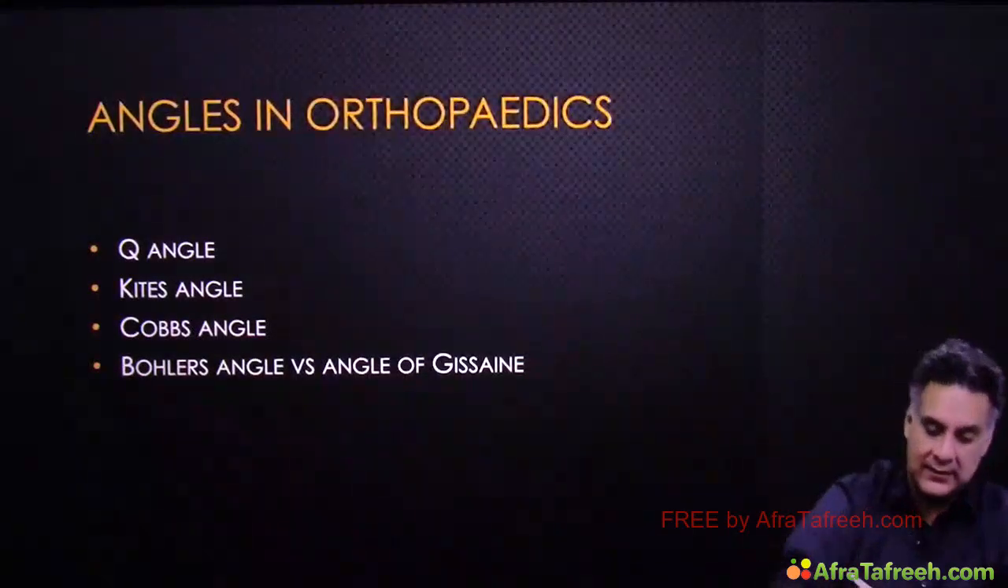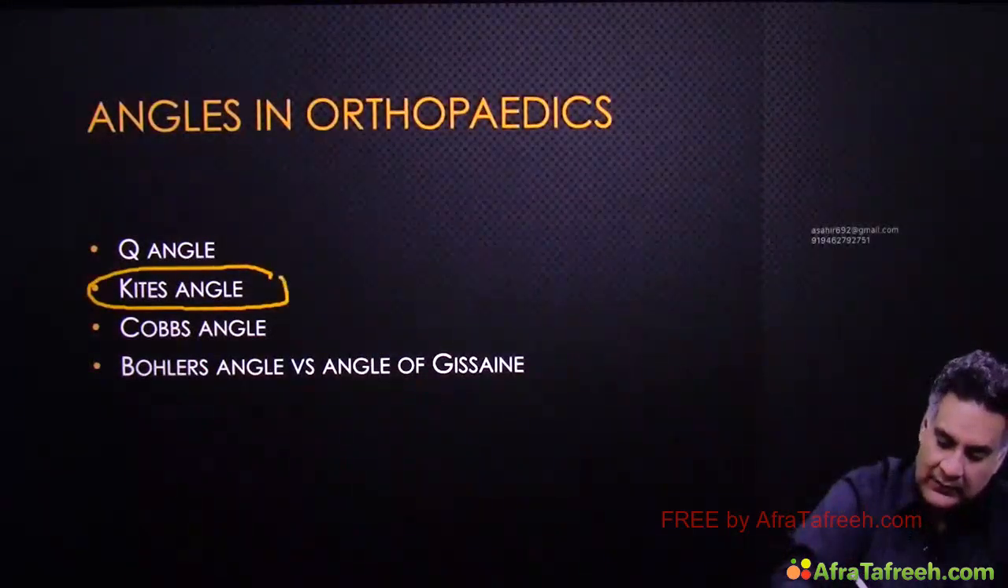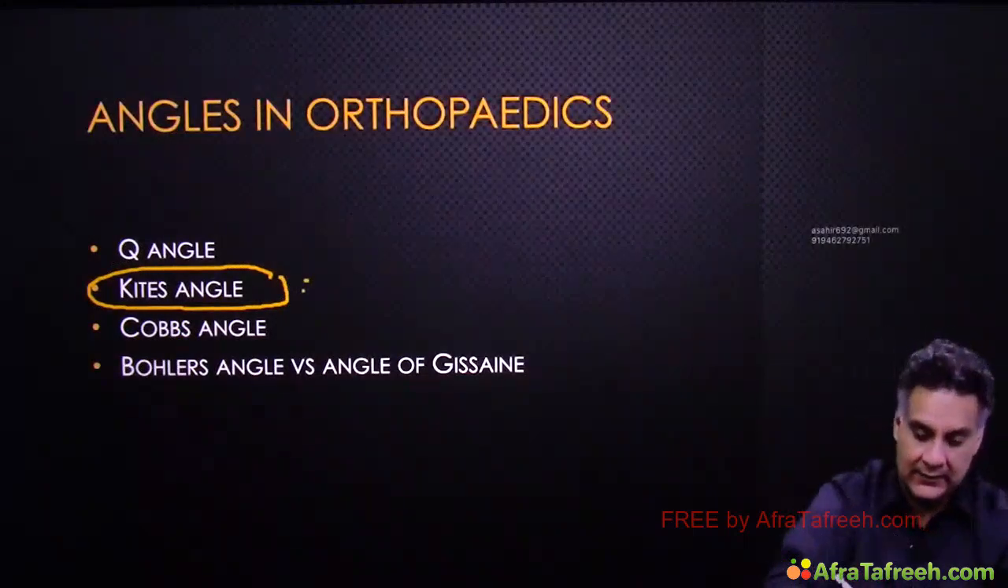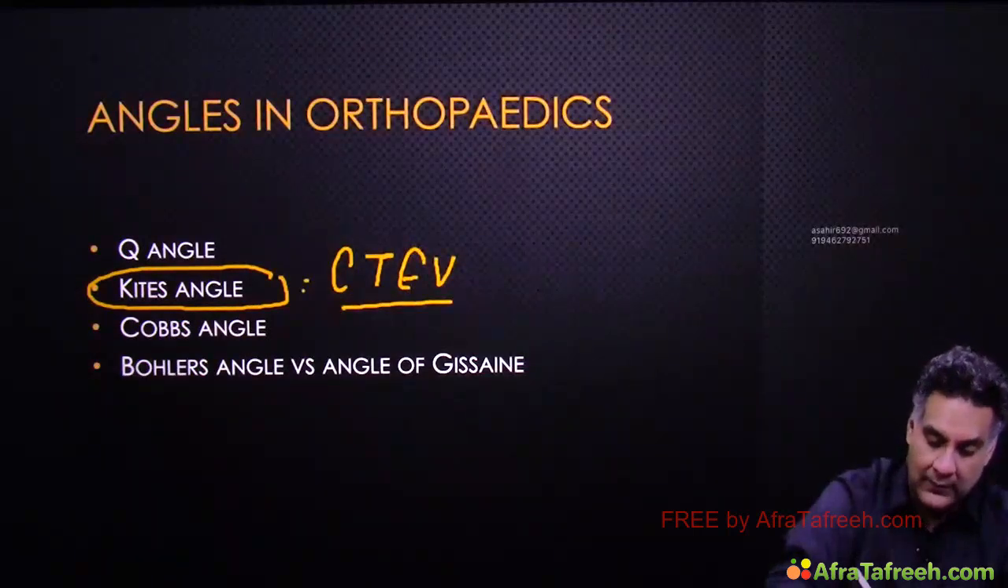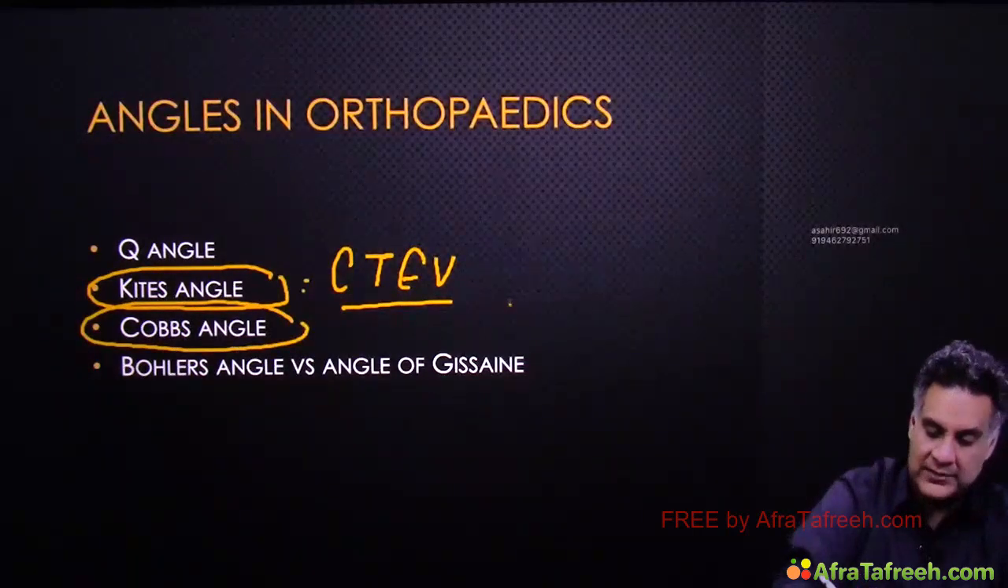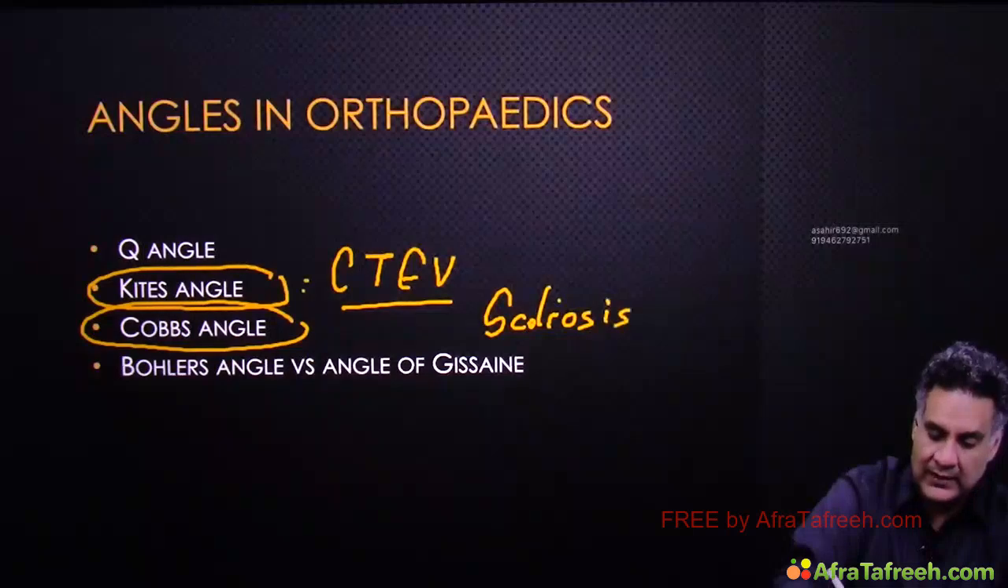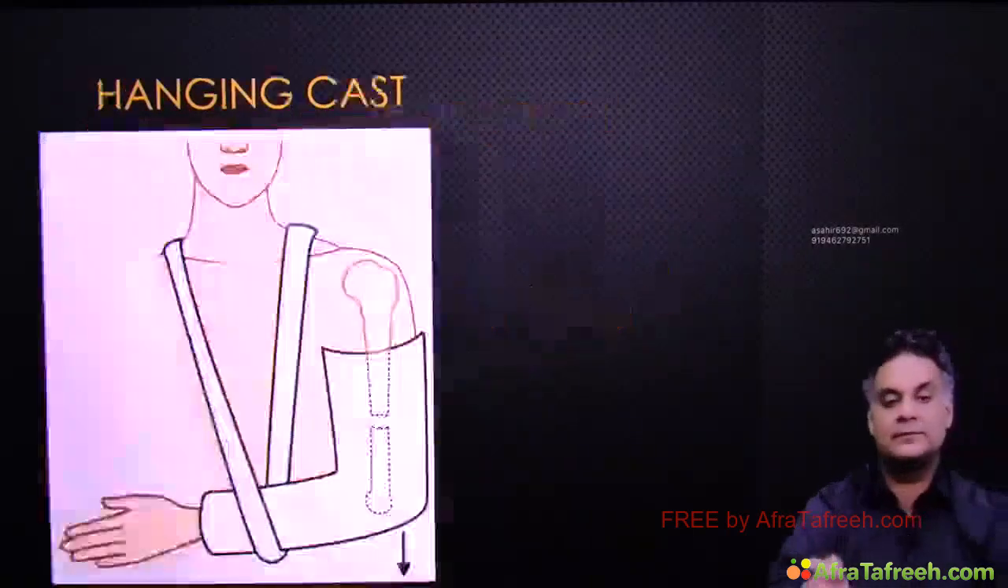Some more angles. Kite's angle. He was the king of CTEV, congenital talipes equinovarus, also called clubfoot. Cobb's angle, which is for scoliosis. Nowadays, they are asking Cobb's angle a lot.